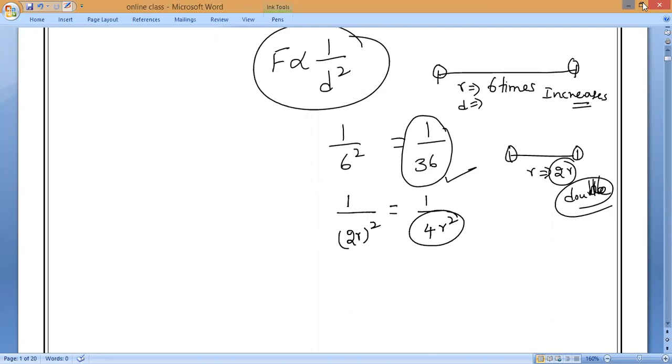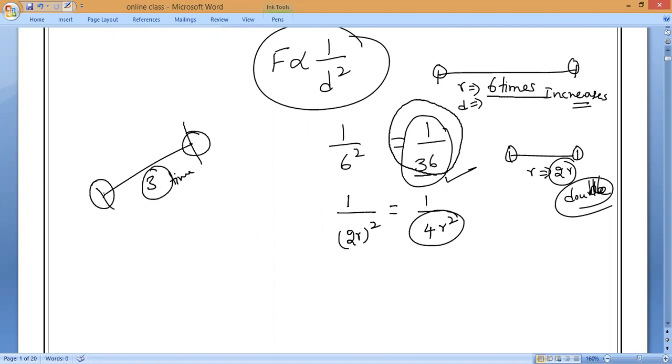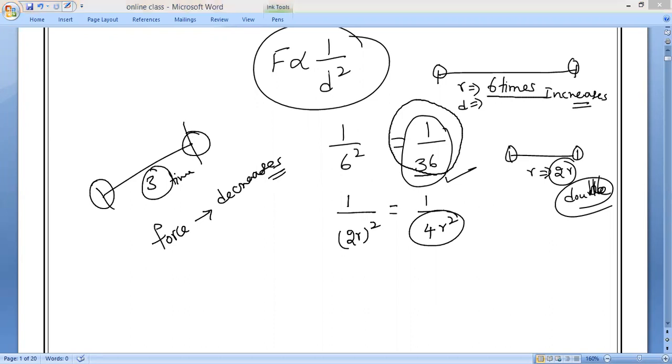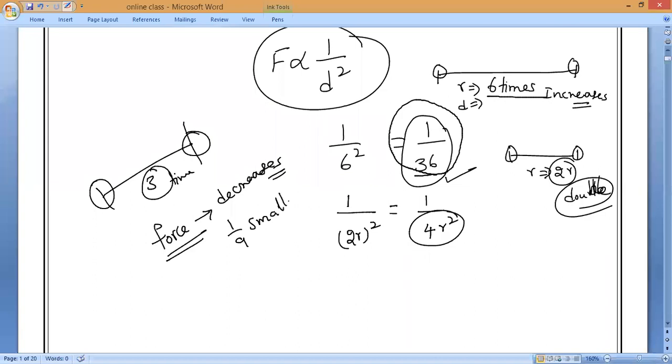So if the distance becomes double, the force decreases 4 times. If the distance increases 6 times, the force decreases 1 by 36 times. Understand? For example, the distance between the objects increases 3 times. Then what about the force, guys? Force decreases by how many times? Anyone? Open your mouth here. Force will decrease by how many times, Mr. Akilan? 1 by 9 times. 1 by 9 times smaller than the actual force. That is what you should understand. This is called the inverse square law.